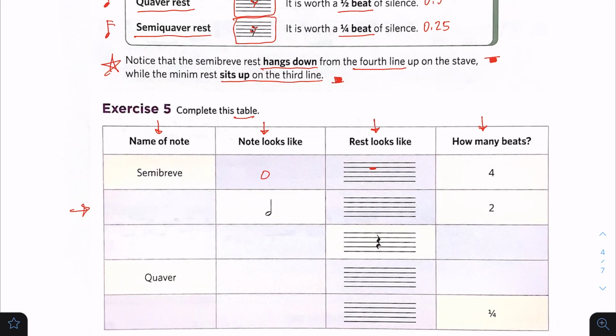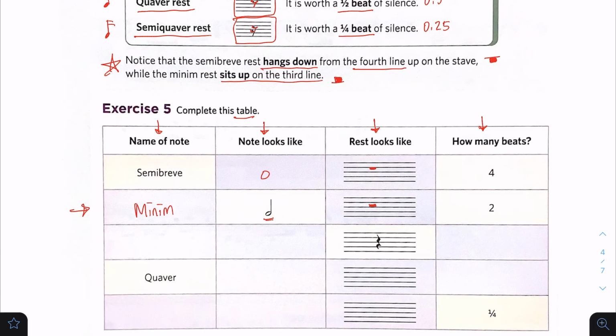Next, the name of note is missing, but the note looks like this. We know that this is a minim, so I'm going to write minim in the first column. And the rest for minim looks like this, a hat sitting on the 3rd line. How many beats? Both minim and minim rest is worth 2 beats.